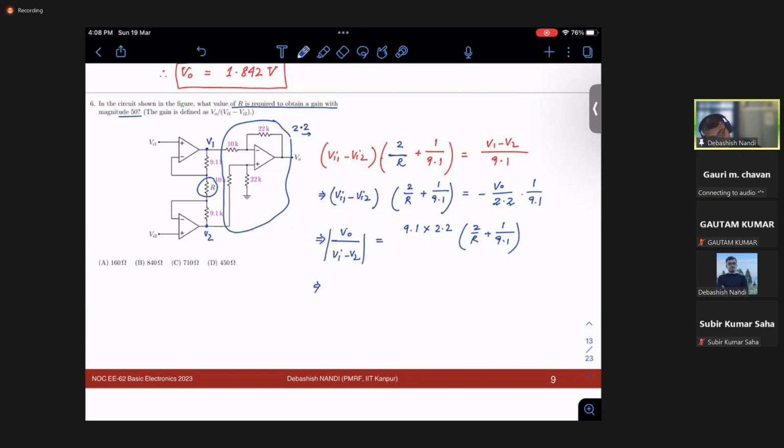So if you solve it, 50 over 9.1 over 2.2 minus 1 over 9.1, into 2, you will find it to be 0.837. Obviously it is in kilo ohm. So you can simply say your R will be 840 ohms.